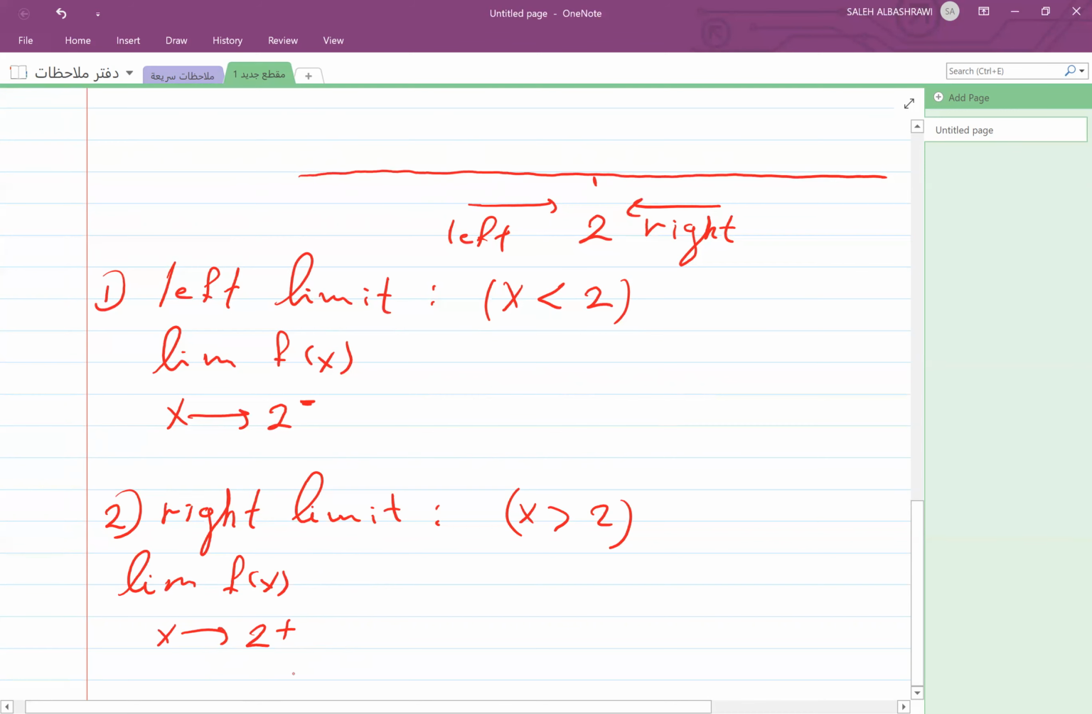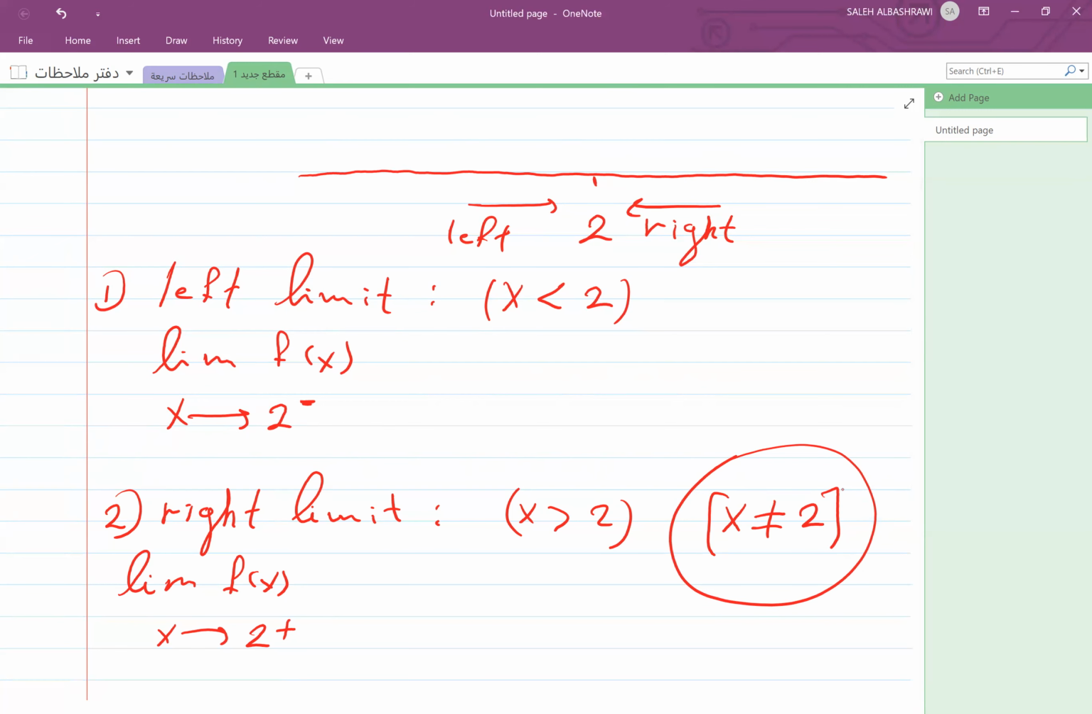In both cases, when we say that x is approaching the number 2 from the left or from the right, it means also that x is not equal to 2. This we should keep in our mind. In both cases, x is not equal to the number 2. It is approaching the number 2. It can be very close to the number 2, either from the left or from the right. But it means also that x is not equal to 2.